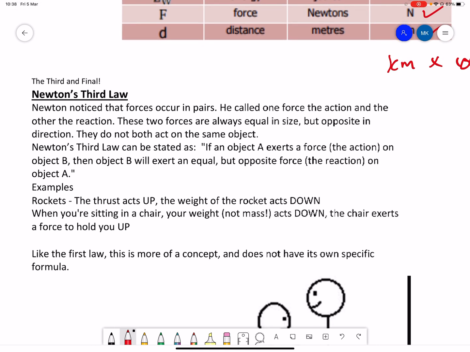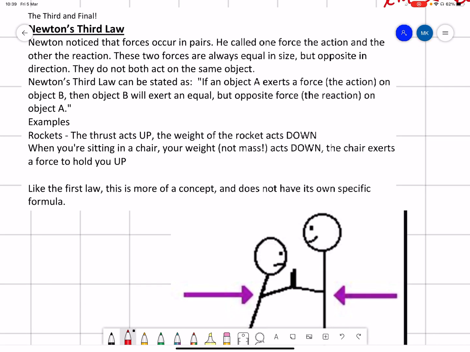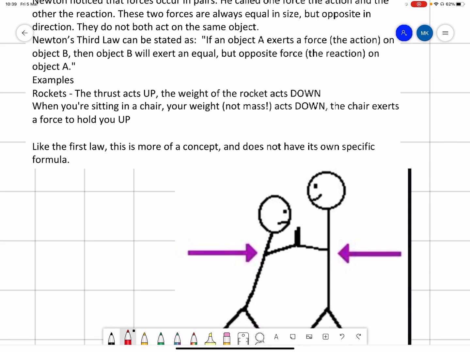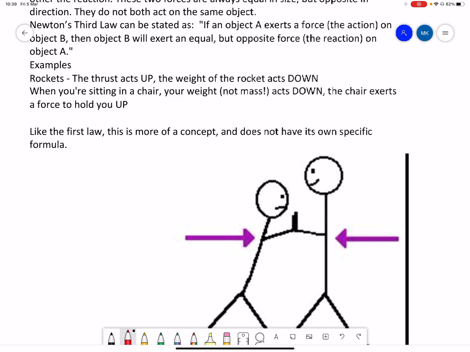Right, final thing, Newton's third law. So Newton's third law states that if an object A exerts a force on object B, then object B will exert an equal and opposite force back onto A. So some examples, rockets, they thrust upward, but the weight acts downward. And when you're sitting on a chair, your weight acts down, but the chair also exerts a force up on you, holding you up. If that force, your weight, was too much, then the chair would break.